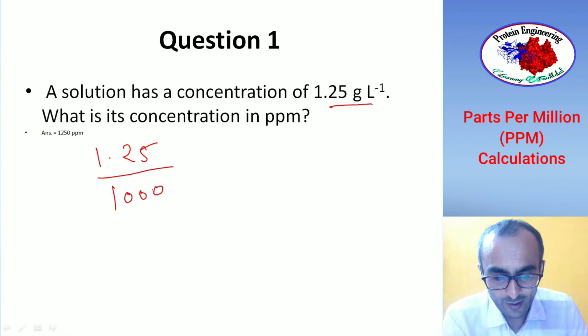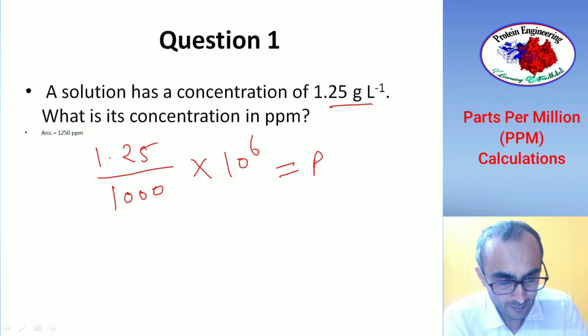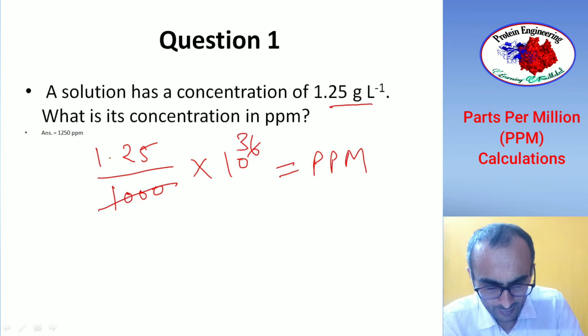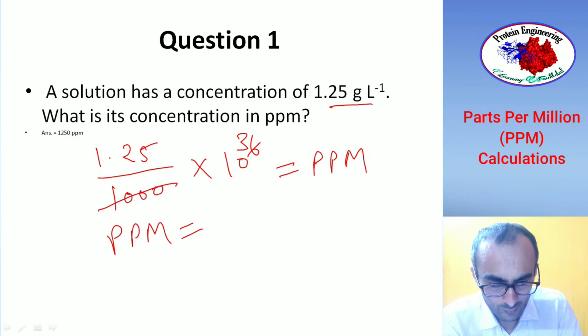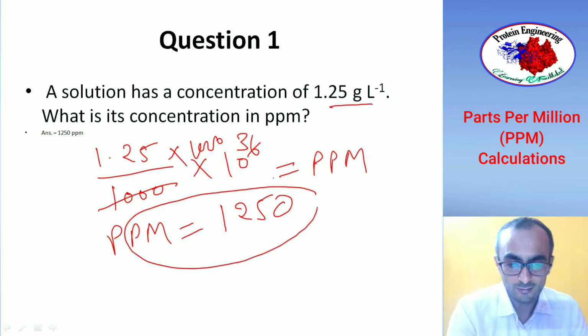So 1.25 divided by 1000, and then in order to calculate ppm you multiply that with the factor 10 raised to the power 6. So that would be its ppm. If you calculate that, there are 3, so 10 to the power 3, so the ppm would be 1.25 into 1000, so that is 1250. So 1250 is the answer for this.